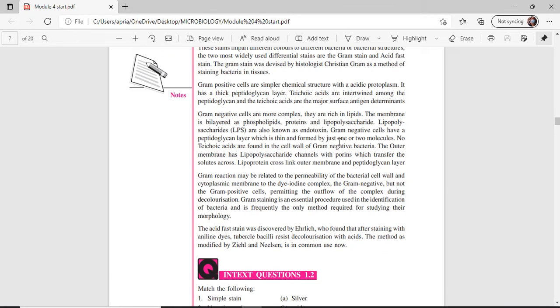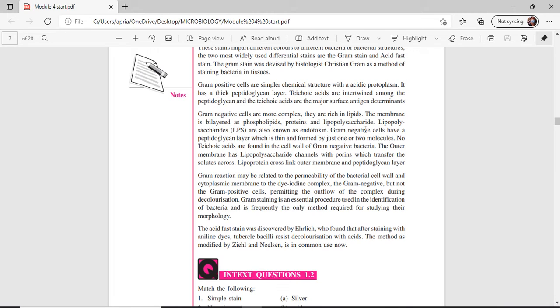Therefore, our gram positive takes the color blue and your gram negative is color red. Gram-negative cells are more complex. They are rich in lipid. The membrane is bilayered, composed of phospholipids, also with protein and lipopolysaccharide.